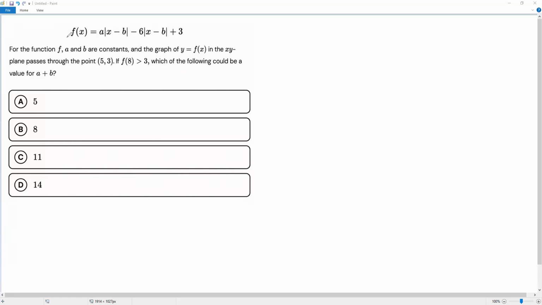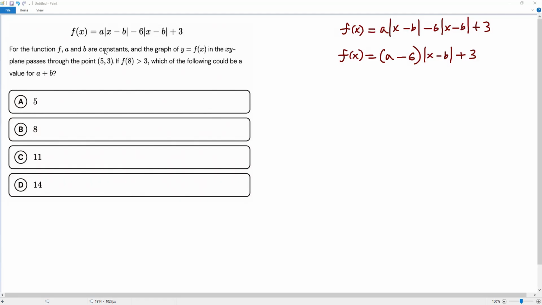Okay, now let me take this function f(x) as it is. That is f(x) = a·|x − b| − 6·|x − b| + 3. Here these two terms contain |x − b|, so we can factor out this |x − b|. Then we have a left in the first term, −6 left in the second term, times the one we factored out, that is |x − b|, plus 3.